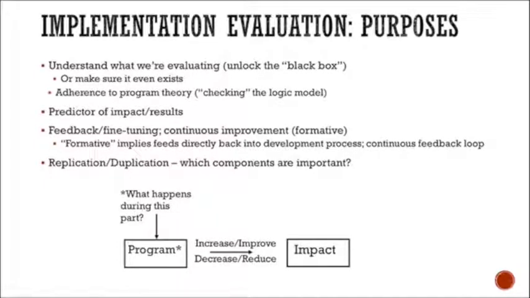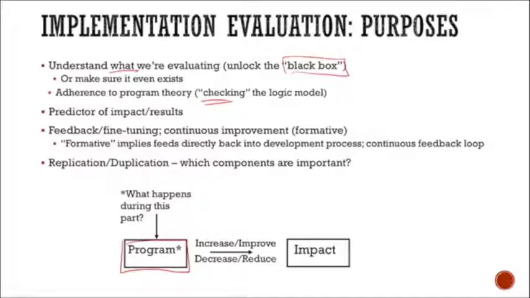We really need to understand the what of what we're evaluating, which means the black box, which we can see down here, the program itself, operates the way we think it should. What that means is when we map out our program according to program theory or we create a logic model, it's fundamental that we check the different steps within this logic model to make sure they're all occurring first.